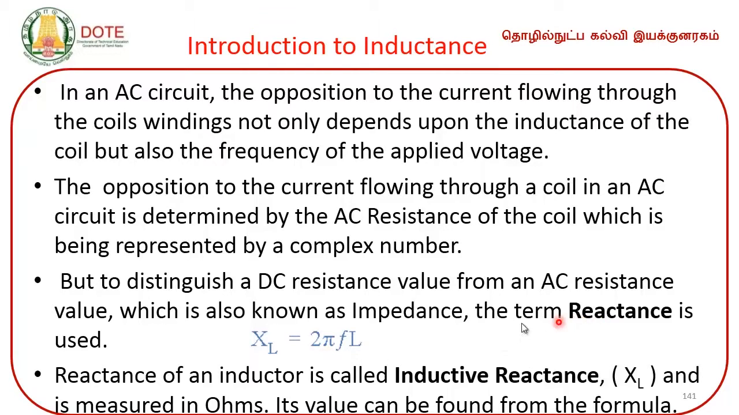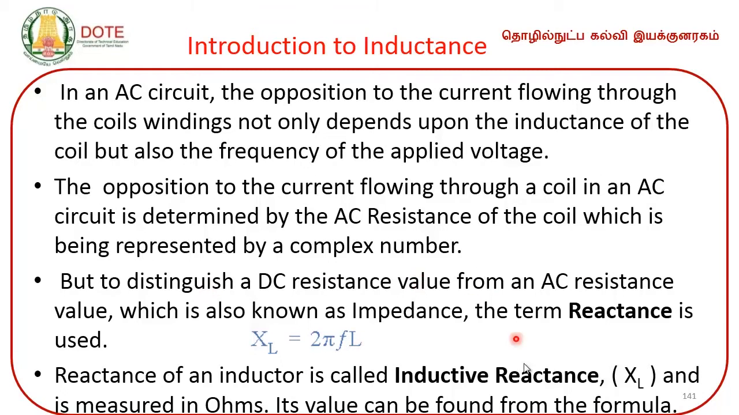This is an inductor. So what about DC? For DC, F is 0. So if we put 0 here, what does it mean? XL is 0. That means for DC current there is no reactance at all. Inductor permits DC to pass through it, no reactance. Reactance is 0. But when F is a very high value, reactance is also very high. So at high frequency the inductor offers very high reactance, so it allows only less current.